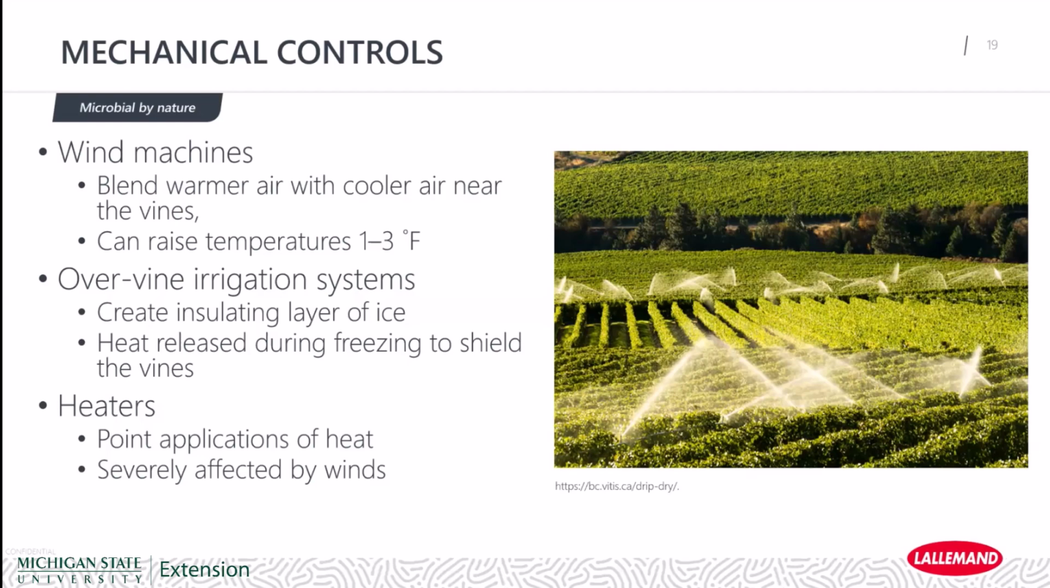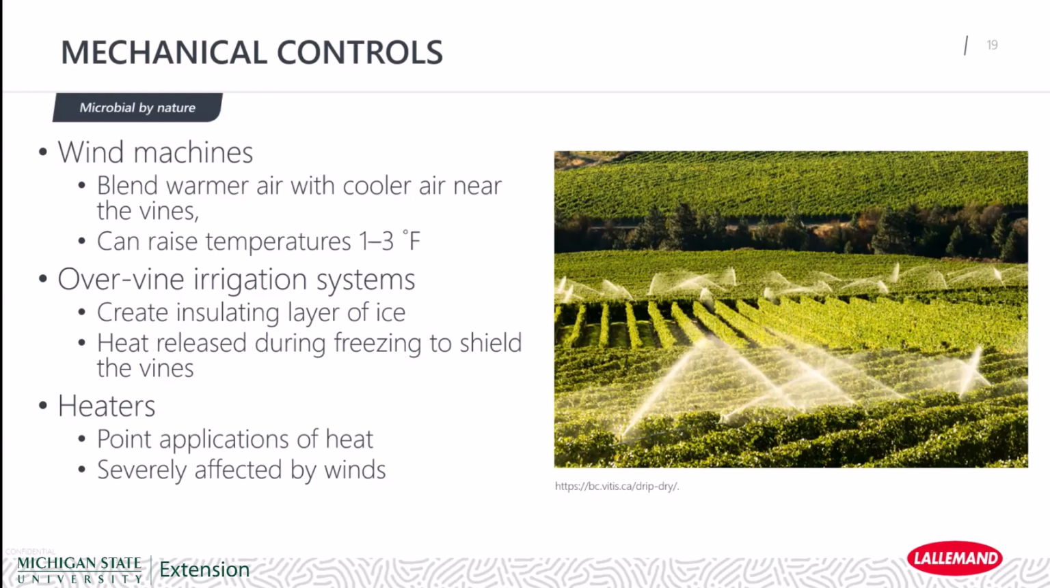Over vine irrigation is also one that has to be planned ahead of time. You need to have the right setup, a sprinkler system or an irrigation system, and access to enough water to really make this effective. In this control, what's happening is you're actually creating an insulating layer of ice on your vines, and heat will actually be released as ice starts to form, insulating the vines from that really cold air and preventing freezing or ice formation within their cells.